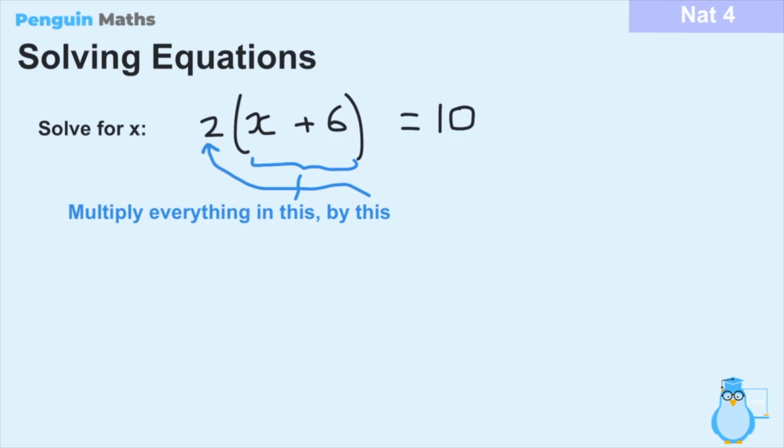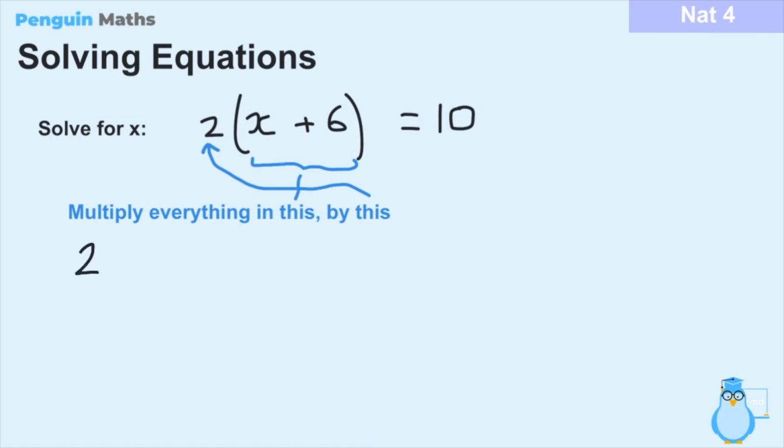To get rid of these brackets, what you have to do is multiply everything inside the bracket by whichever number is outside of the bracket and right next to it. So in this case, what we would have to do is multiply x plus 6, everything in this, by 2. So that would mean that we have to multiply x by 2, and then we have to multiply 6 by 2.